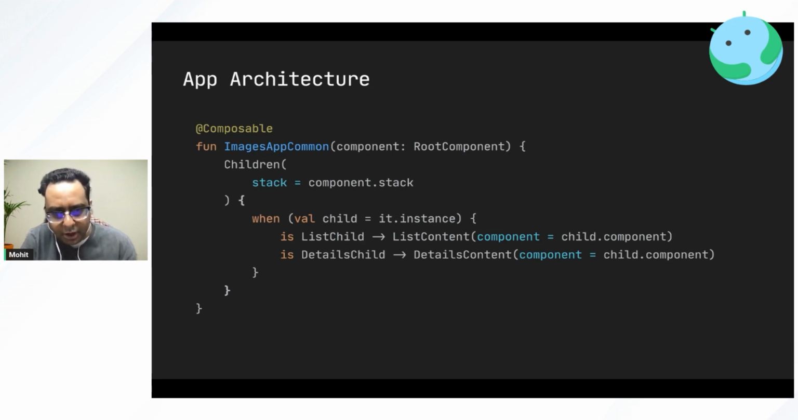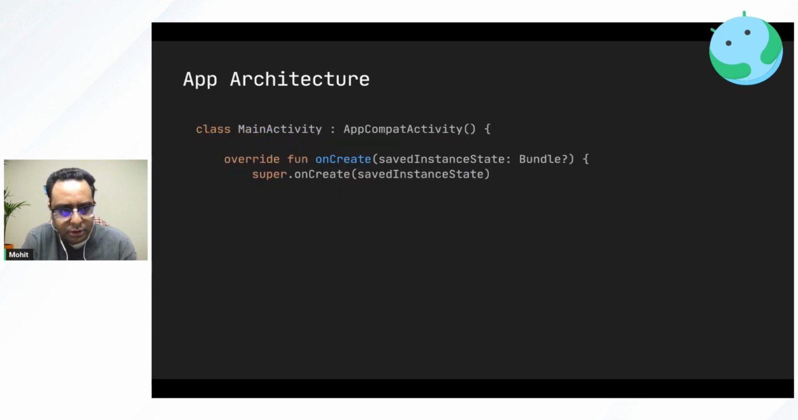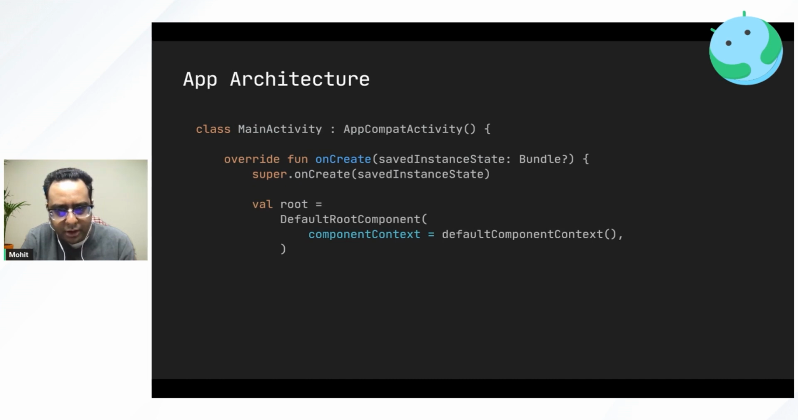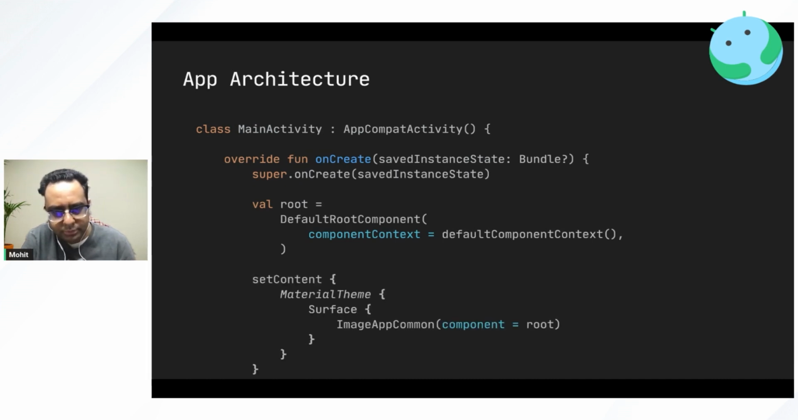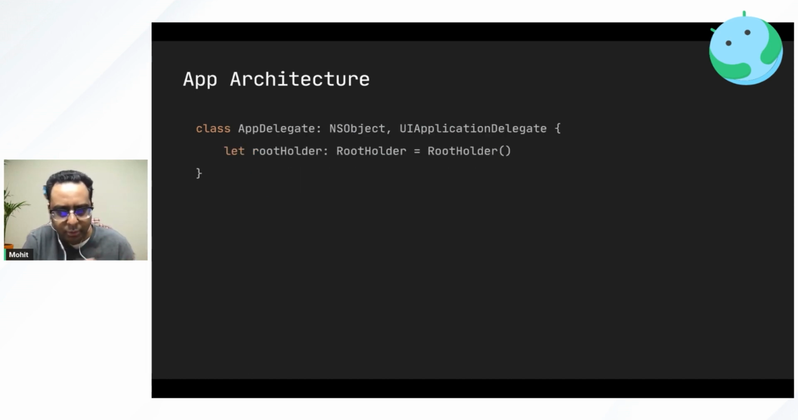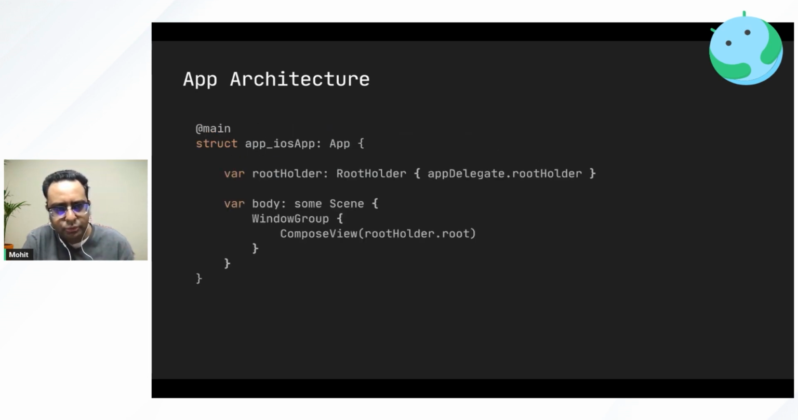It also has lifecycle aware components. So in Android, if I want to use this library, I could specify a default root component, and I could just provide that to my images app common composable method, which is in the shared library. Similarly, in iOS, I could declare in my app delegate a root holder. And the root holder, in there, I'm passing it to my compose view, as you could see. And in this compose view, I'm passing it the root component.